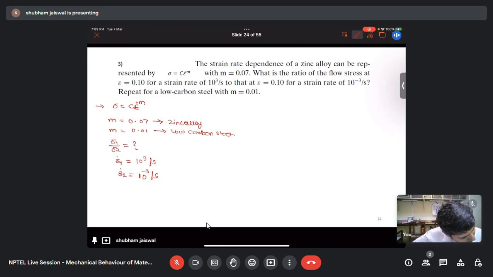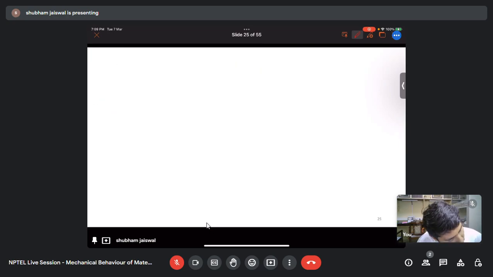So let's say, for zinc alloy, let's put the value of the first strain rate. So we will get the equation sigma 1 equal to C epsilon dot 1 to the power m, and sigma 2 equal to C epsilon dot 2 to the power m.